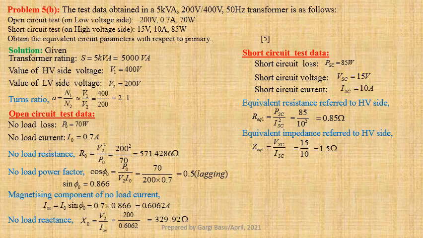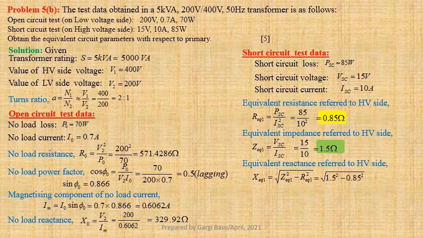Now we shall determine equivalent reactance referred to high voltage side. XEQ1 equals root over ZEQ1 square minus REQ1 square, that is equal to root over 1.5 square minus 0.85 square, that gives us 1.2359 ohm.